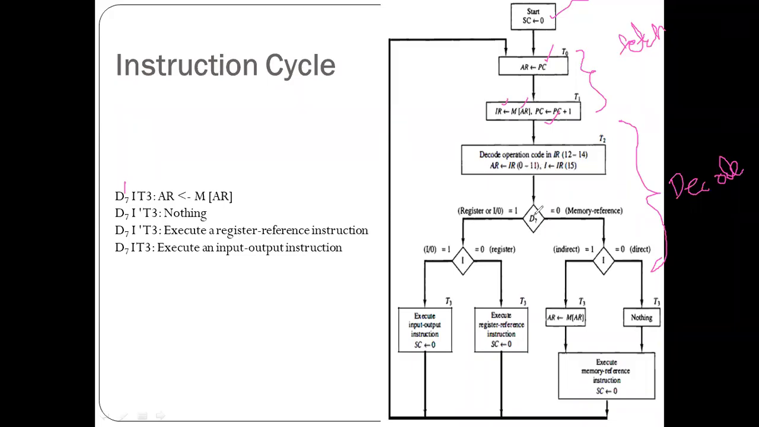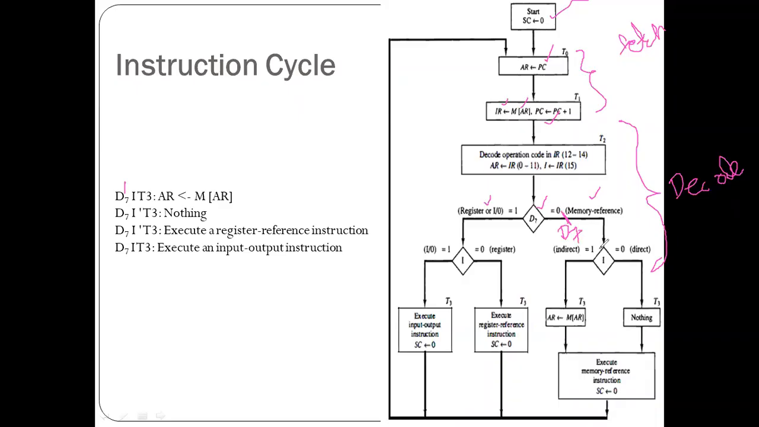Now the decoder output is checked. If D7 is 1, it means opcode bits 12, 13, 14 are all ones. If it is all ones, we know the instruction is either IO reference or register reference. If it is not all ones, it corresponds to a memory reference instruction. So D7' is the path for memory reference instruction.